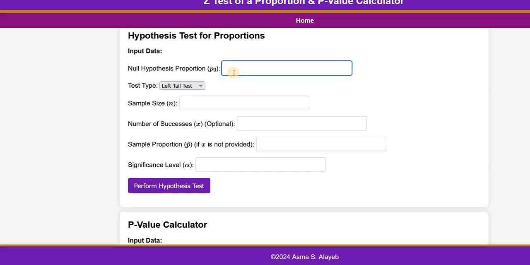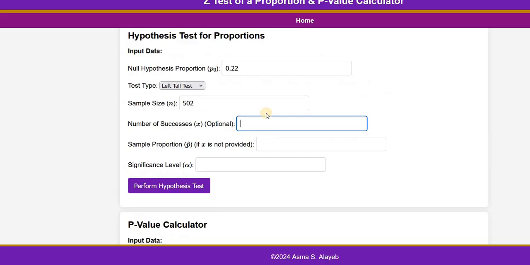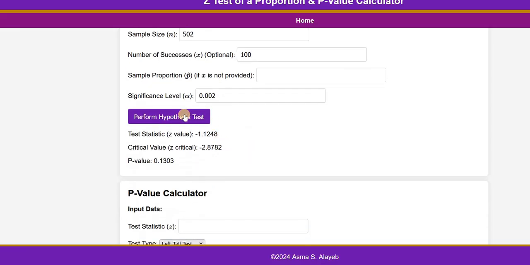The null hypothesis proportion is 0.22, or 22%. And this is a left-tail test. The sample size is 502, and then the number of successes is 100. And we do not need p hat since we do have x. Alpha now is 0.002, and all we need to do is click perform hypothesis test.